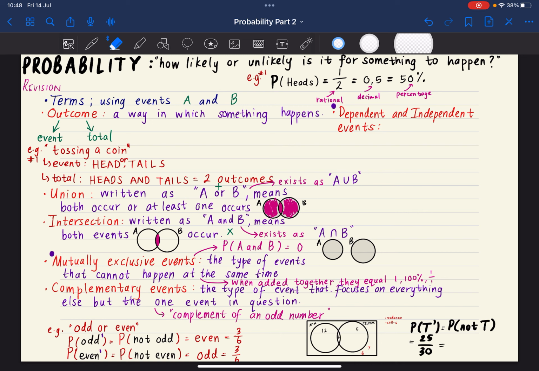Anyway, despite all that, last lesson we talked about the most important things being mutually exclusive events, which are the type of events that cannot happen at the same time, and complementary events, which are the type of events that focus on everything else except the one event.